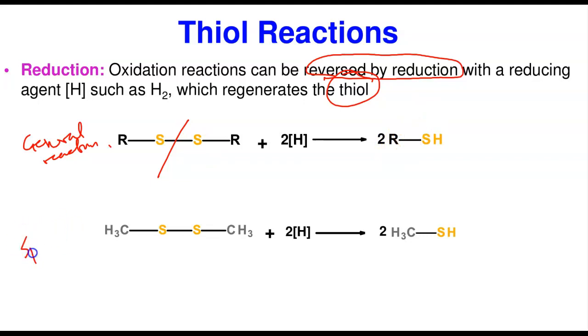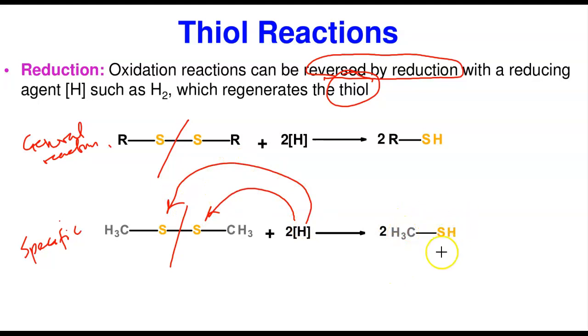And in a more specific one, here, look at what we have. Remember, this disulfide is made from 2 methane thiols. So what happens here? You cut this, take one of these hydrogens, one of them goes here, and the other one goes here to form your thiol. So reduction is just the opposite of the oxidation reaction. But remember, again, the oxidation reaction forms the disulfide, whereas the reduction reaction reduces the disulfide to the thiols again.